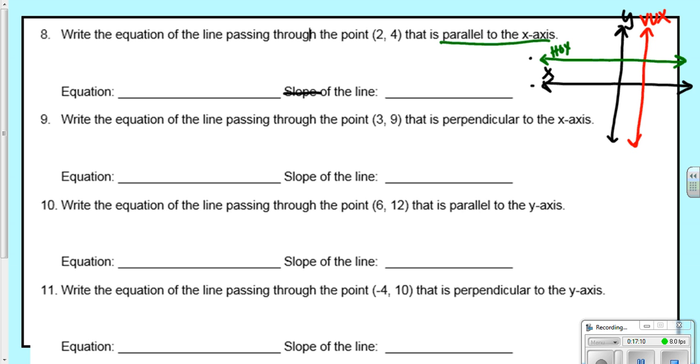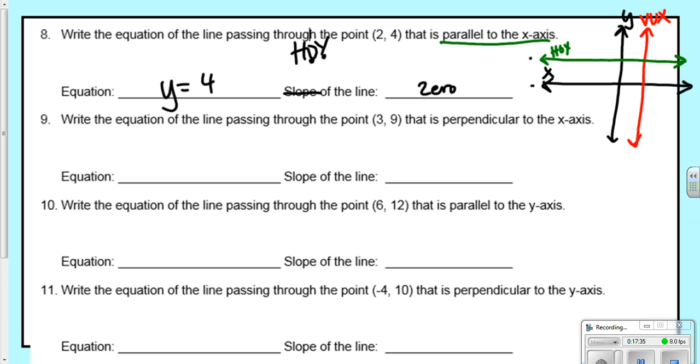If it's a hoi, slope is 0, right? That's what the O in hoi stands for. Equation? Well, that's from the y in hoi, right? This O tells me the slope. This y tells me the equation. y equals. Okay, well, where do you get the number from? You just look at the point. What is the y in the point? It's the 4. Okay, we're done.